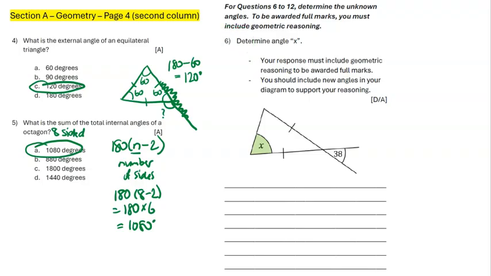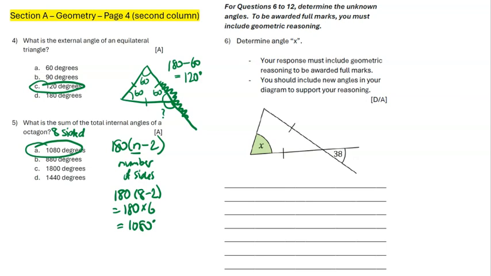So determine X is the question. Your answer must include geometric reasoning, and you should include new angles in your diagram to support any reasoning. So I guess the first thing to note is, what does that thing, include new angles, actually mean? So for example, maybe this line here, I'll put the Y there. So this angle here, maybe you need that to then go ahead and calculate X. What you could do is draw the angle, put in Y, and then go ahead and talk about Y. So it's talking about adding it in.